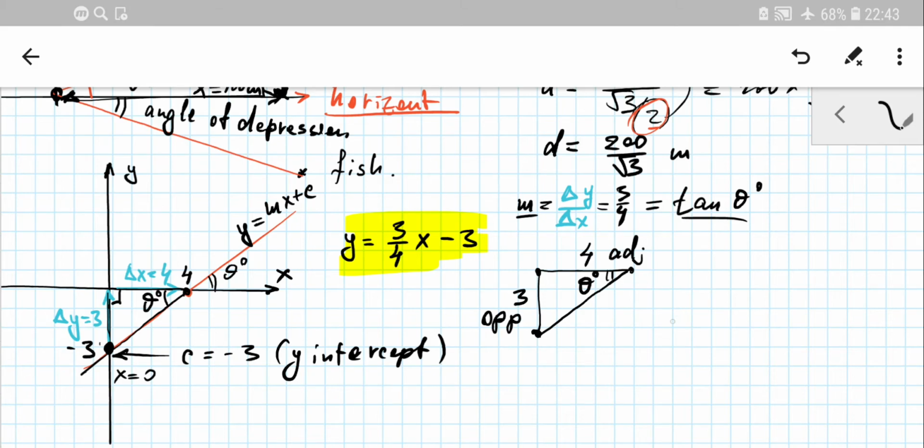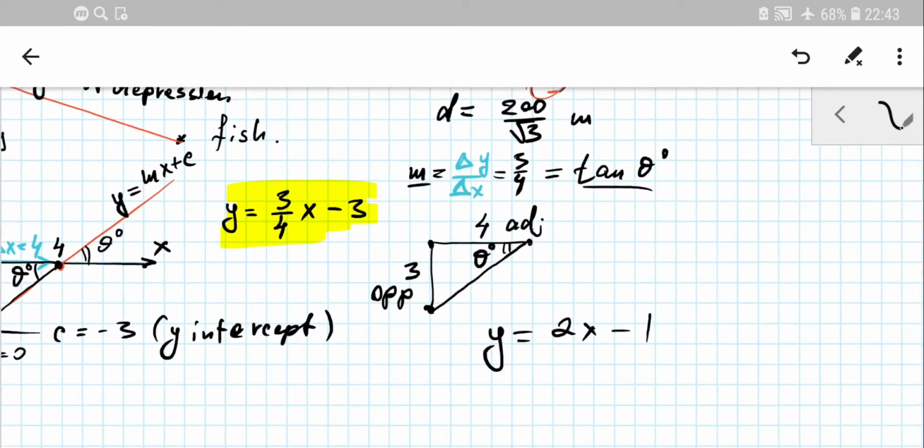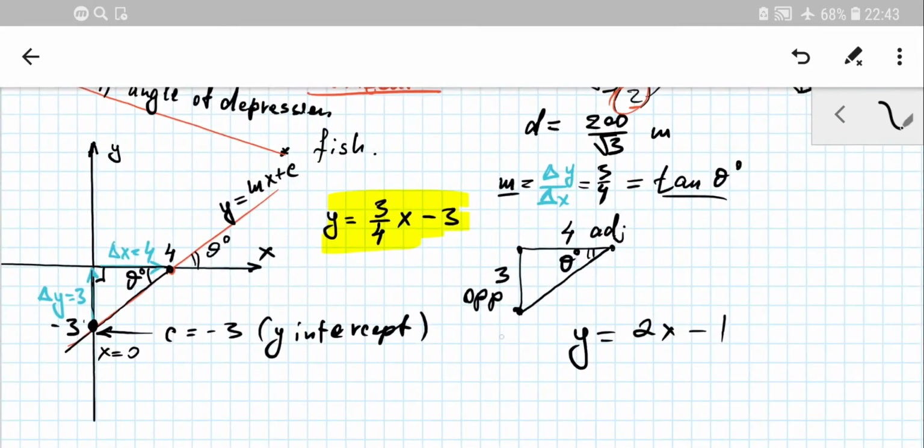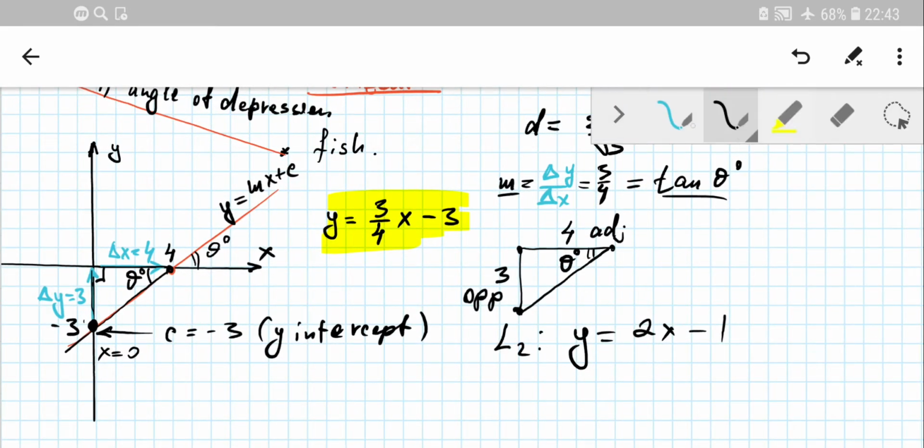If you're given an equation of a line, let's see an example: y equals 2x minus 1. That's the equation of line 2. It goes through -1 on the y-axis, and it has gradient 2. So for 1 unit across, it goes 2 units up. That's our line, so it goes this way. Let's draw up the line.